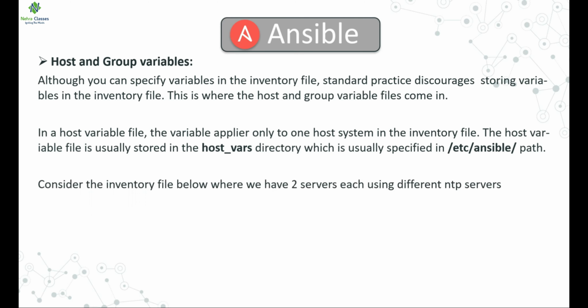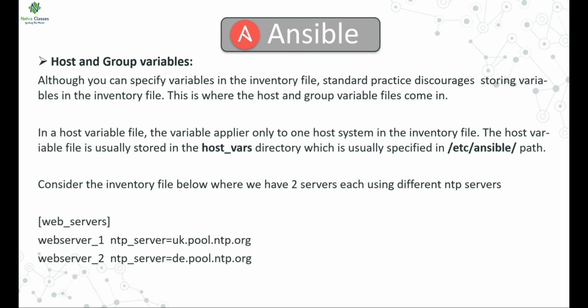Let us consider the inventory file where we have two servers, and each one is using different NTP servers. So this is where we use the host file if the attributes are different. Since in this case we have different attributes for both the machines, the NTP servers are different. So for these two machines we can create separate host files in the host_vars directory. Let me show you this on the terminal.